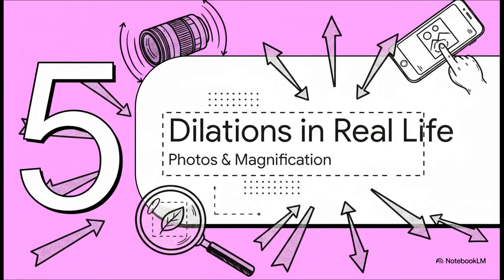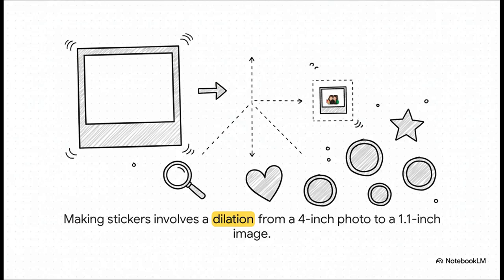So you might be thinking, okay, cool math, but why does this matter? Well, the truth is, you're using dilations all the time, and you probably don't even realize it. Let's look at a couple of real-world examples. Okay, imagine you're making some photo stickers. Let's say your original picture has a side that's 4 inches long, but the sticker you want to print needs to have that same side be just 1.1 inches.